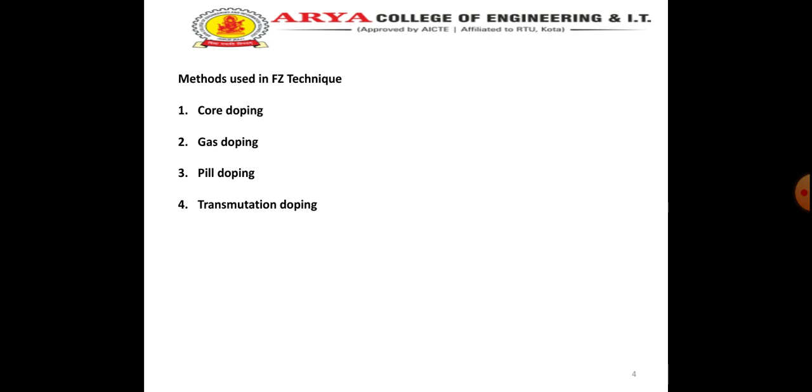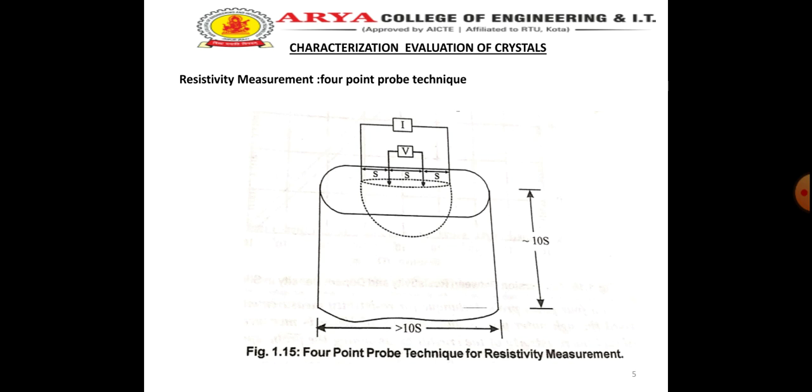Transmutation doping. For light N-type doping, float zone silicon can be doped through a process called transmutation doping. In this process, the boule is exposed to a high brightness neutron source. Now we are having characterization and evaluation of crystals.